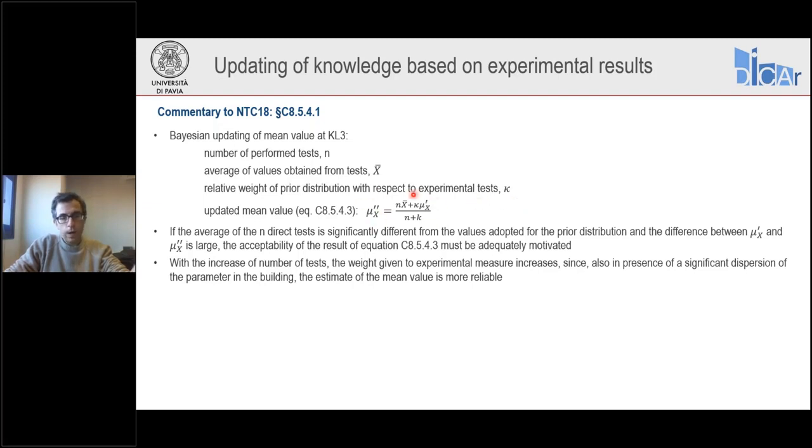This formula has to be applied to each mechanical property, of course not to all of them, only to the mechanical properties on which you have experimental information.